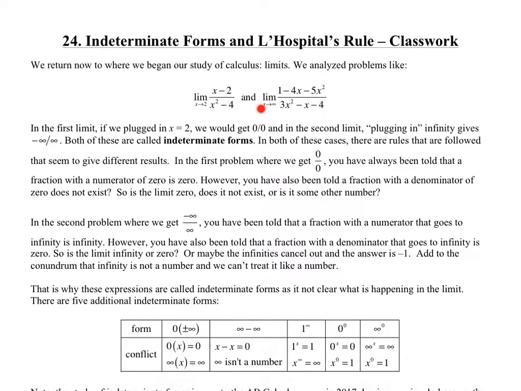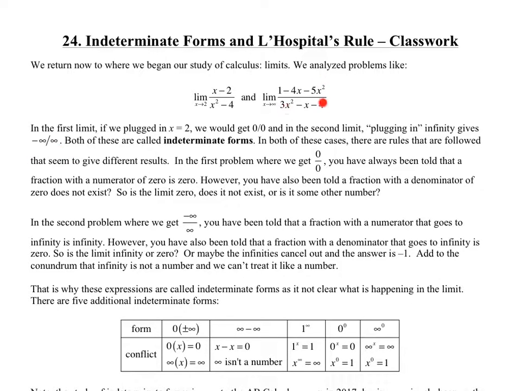have, if we were approaching infinity, we looked at the horizontal asymptotes, but if we had equal degrees, the asymptote was the coefficients. So what we're going to do is take a look at these a little bit further. So in this first limit, if we plug in x equals 2, we get 0 over 0. And in the second limit, if we plug in infinity, we end up with negative infinity over infinity.